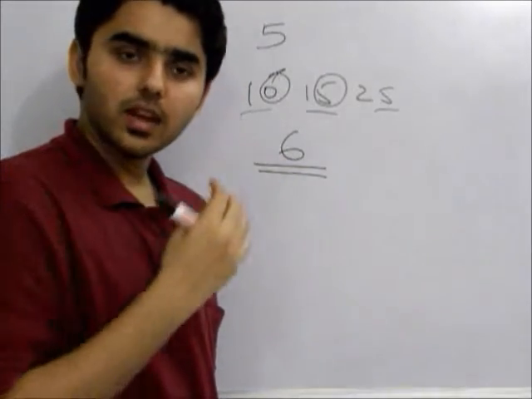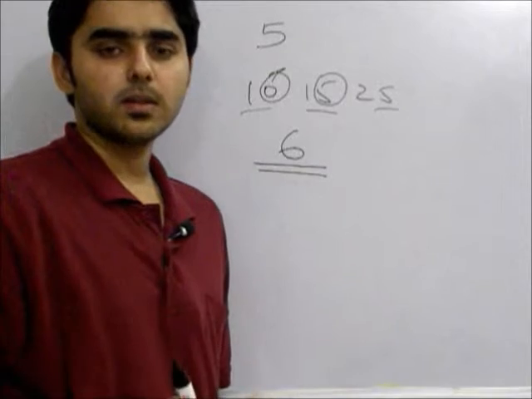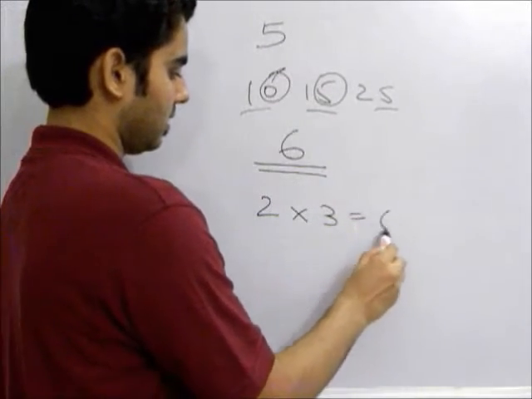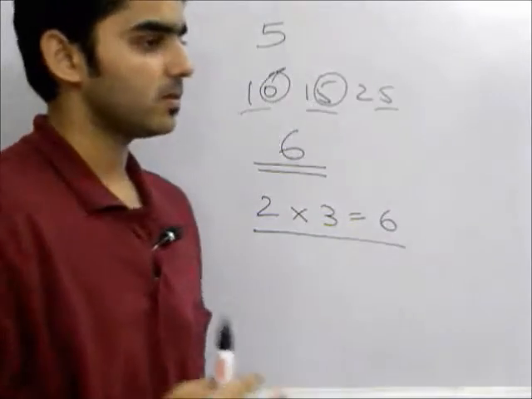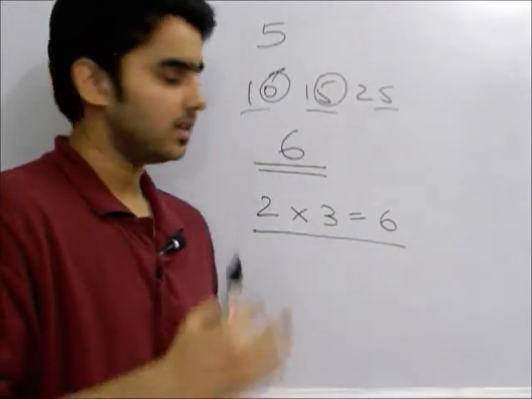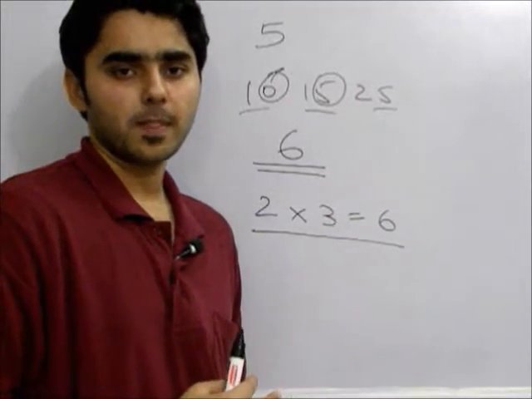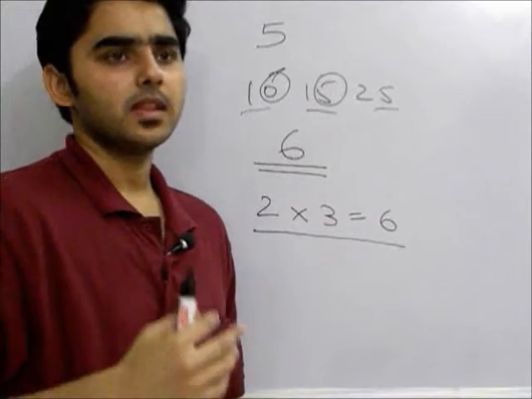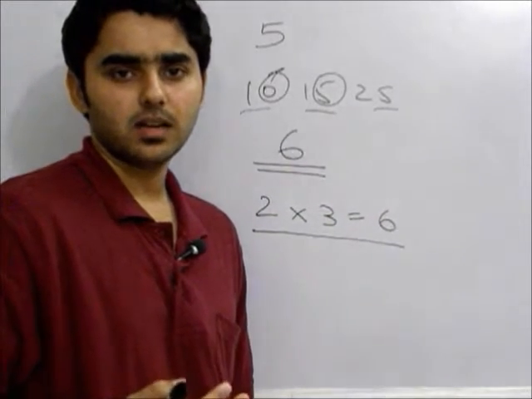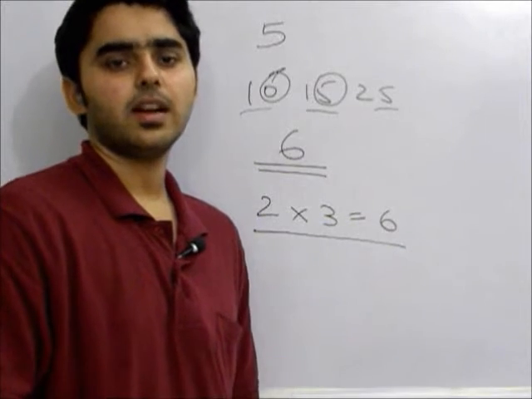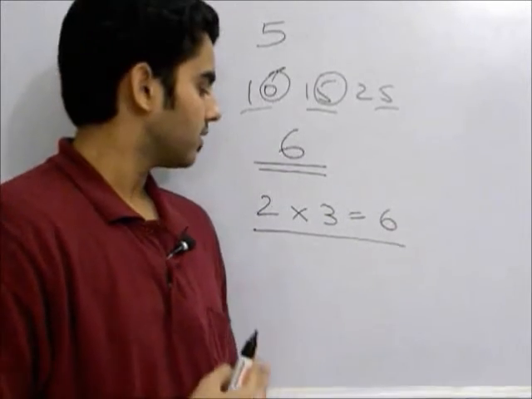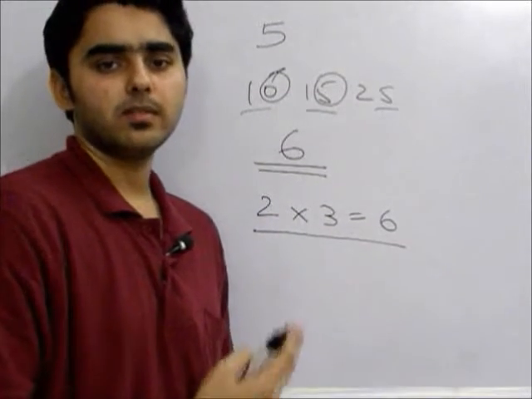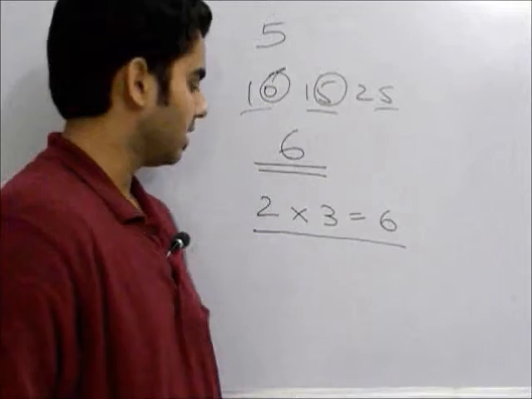What about 6? In the case of 6, if any number is divisible by 2 and 3, then the number is divisible by 6. That makes sense, right? Because 2 and 3 are the factors of 6, the only factors other than 1 and 6. So if a number is divisible by 2 and 3, automatically that will be divisible by 6, right?